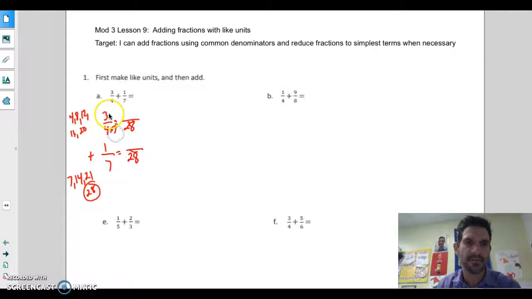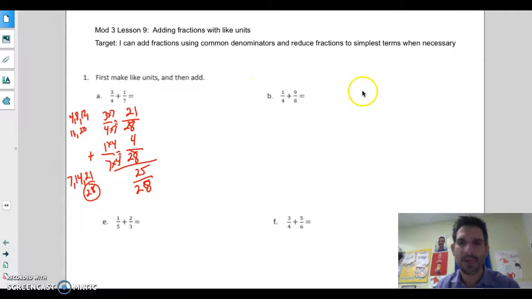That's times 7. That's times 7. That's 21. Times 4, times 4. That's 4. And 21 plus 4 is 25 twenty-eighths. 25/28. Can't be reduced.